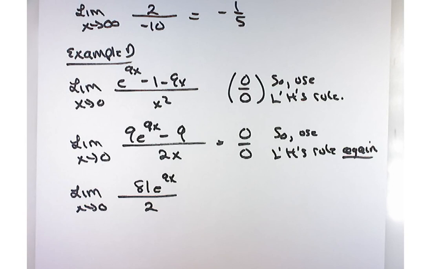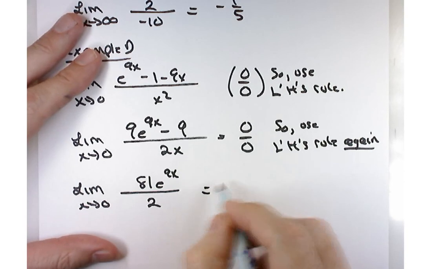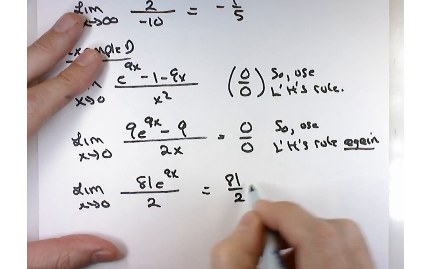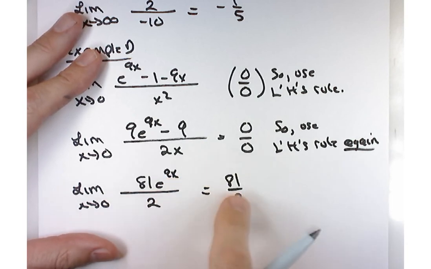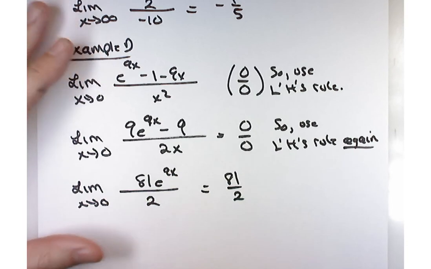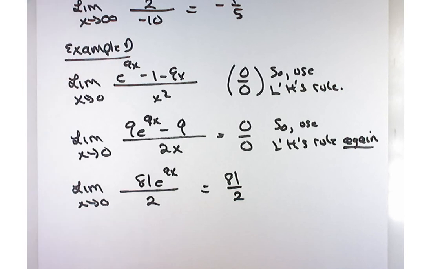All right. Now what? Plug in the limit. What happens when I plug in the limit? E to the 0 is 1 times 81 over 2. So 81 over 2 or 40.5, doesn't matter. Either way, that's your limit.